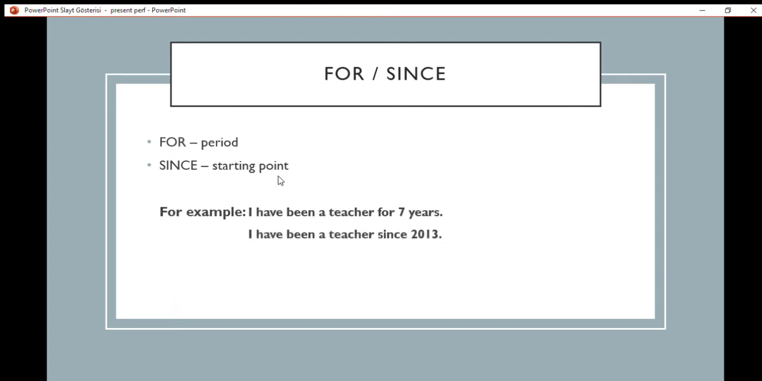Look at this. I have been a teacher for 7 years. 7 years is a period, not a starting point. But I have been a teacher since 2013. 2013 is the starting time of me being a teacher. And I am a teacher now. So I've been a teacher since 2013, or I've been a teacher for 7 years.